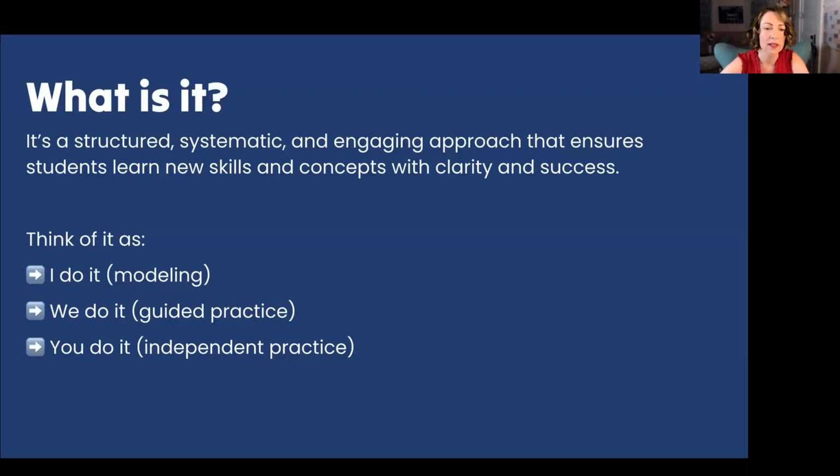So we do that in a way that's called I do, we do, you do. And that's kind of the process for it. So I do it, I'm modeling. We do it together. That's the guided practice. And then you do it independently. And that's not just once. It doesn't mean I can only do it once. I can do it multiple times. We can do it together multiple times. And then you can do it independently multiple times with me overseeing that to give you feedback. And that's what instruction should look like.